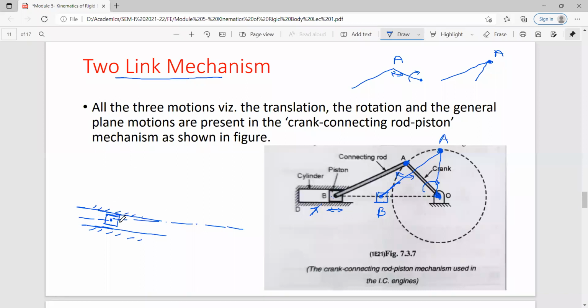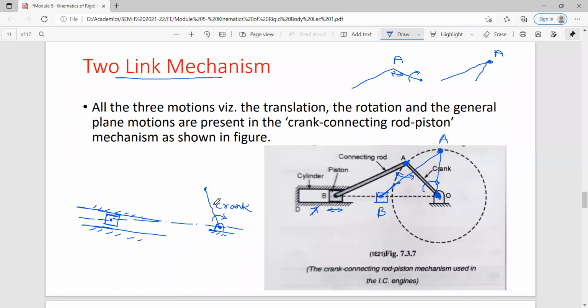Now, on some other point, I used a crank. This crank can turn about this point. It is called a pin joint. So this is the crank which can turn around 360 degrees. It is called the crank.